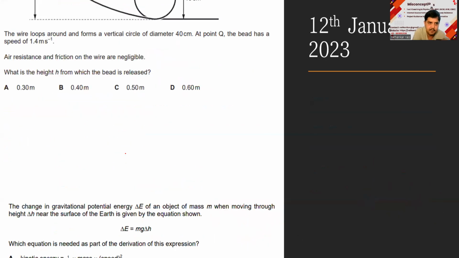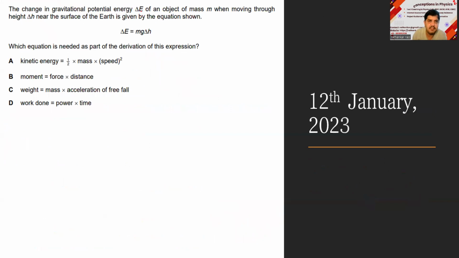Okay. Last one. The change in the gravitational potential energy delta E of mass m is given by delta E equal to mg delta h. Which equation is necessary or important for the derivation of this expression? Now, how do we do it? We need this mg delta h. How do we get this mg delta h? So what is happening here?